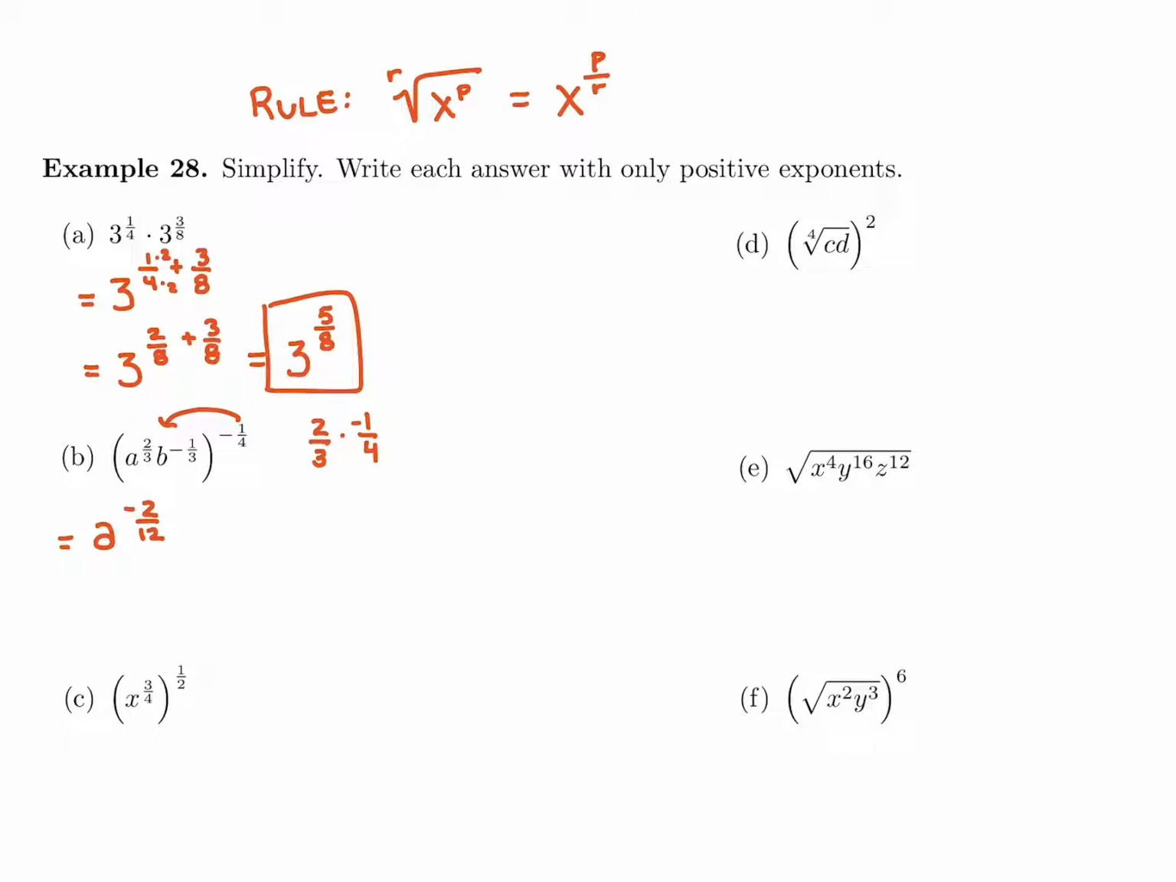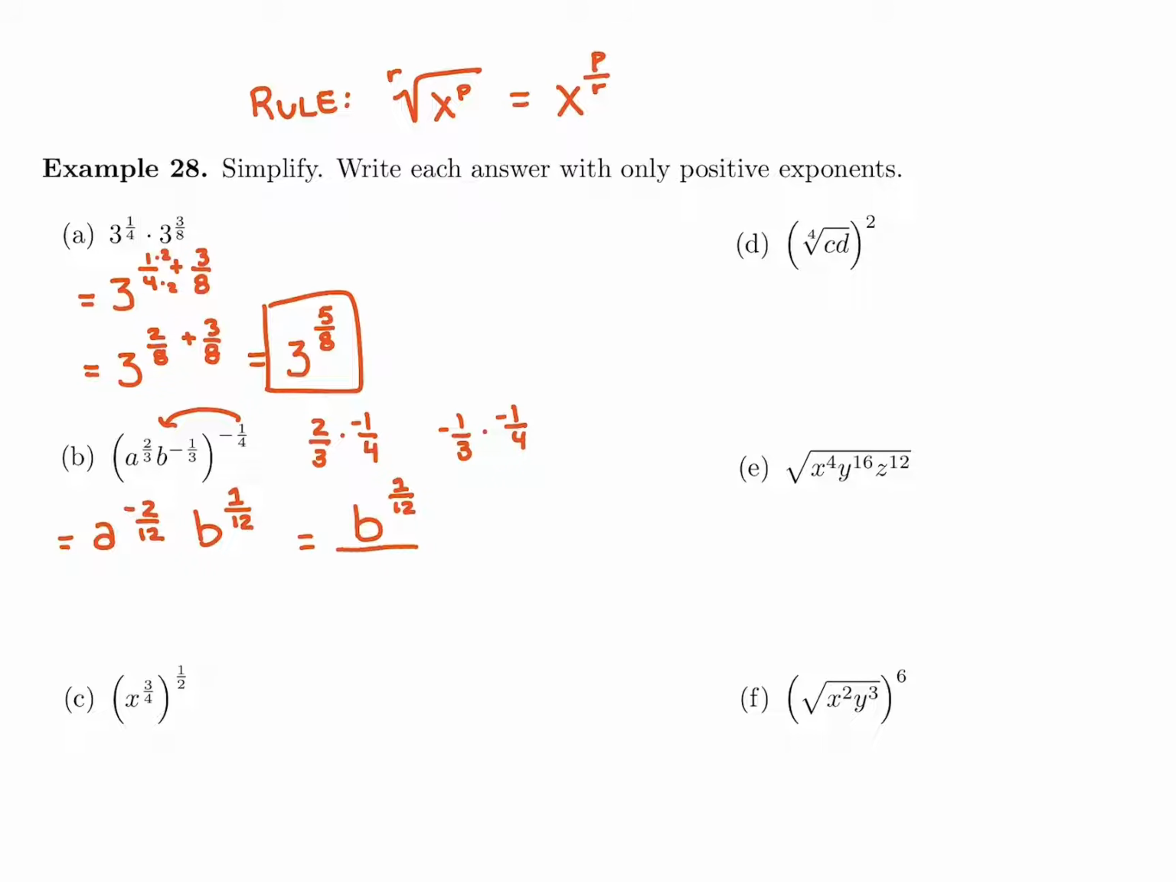And then with the b's, I have -1/3 times -1/4. And so we would have b to the top is -1 times -1, which is +1. And in the bottom, 3 times 4 is 12. And because I have a negative exponent, I need to rewrite this. And I can also reduce -2/12 to be -1/6, which of course we're just going to put in the denominator so that it can be positive anyway. So I'm going to keep that b to the 1/12.